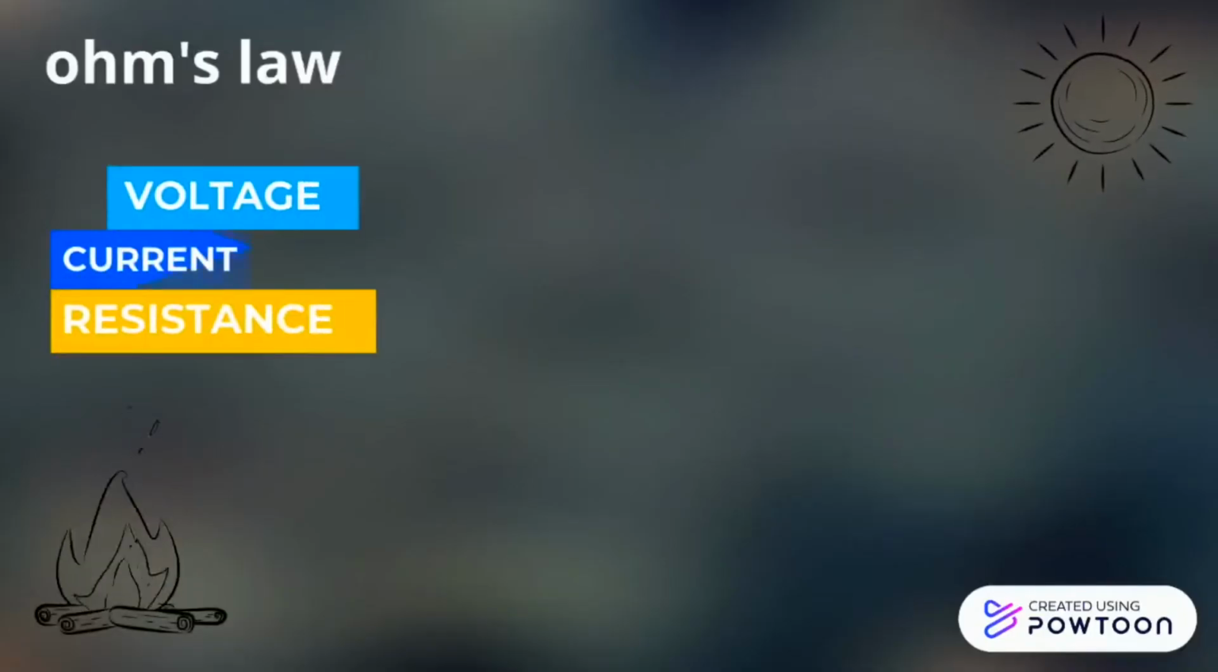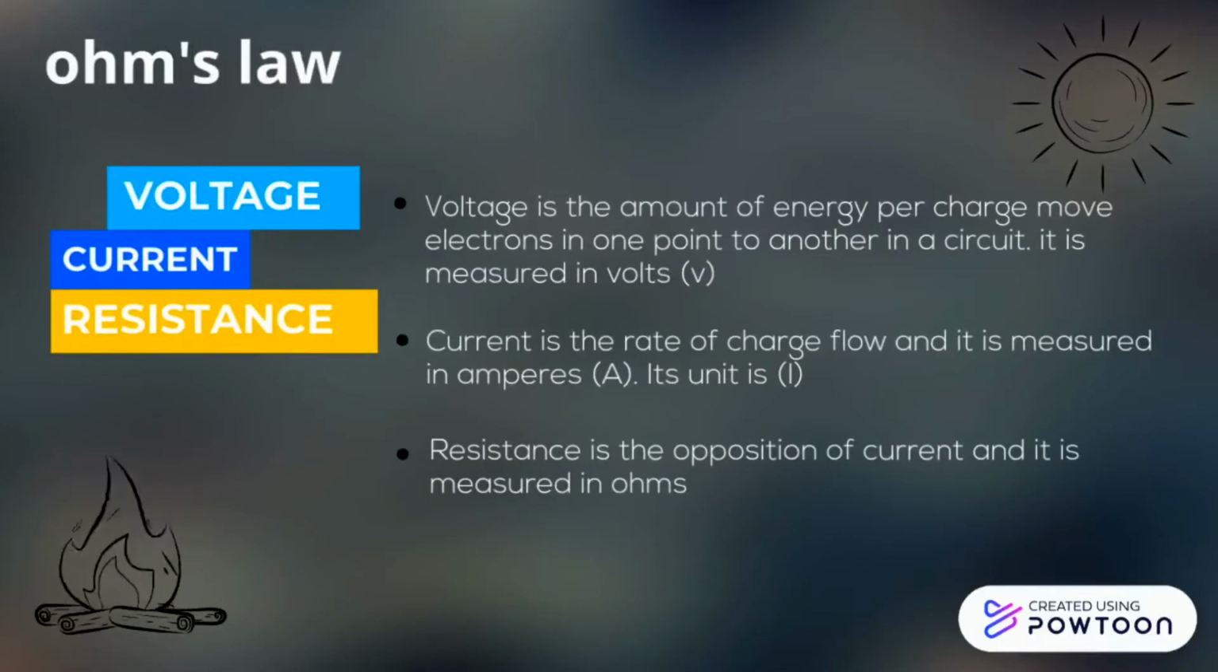Ohm's law. Voltage is the amount of energy per charge needed to move electrons from one point to another in a circuit. It is measured in volts. Current is the rate of charge flow and is measured in amperes. Resistance is the opposition to current and is measured in ohms.